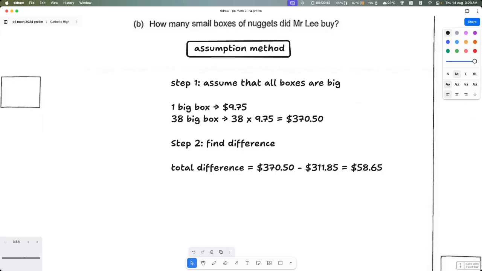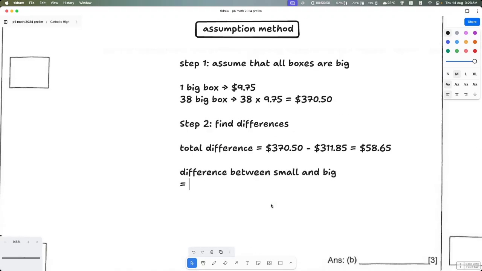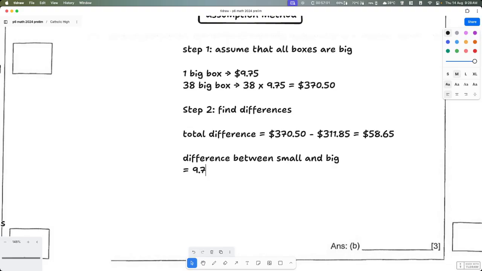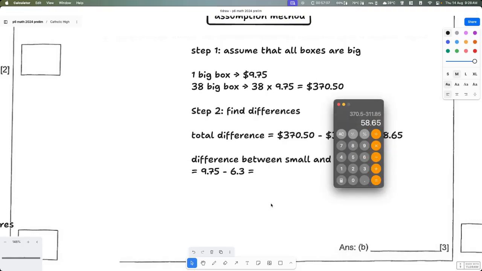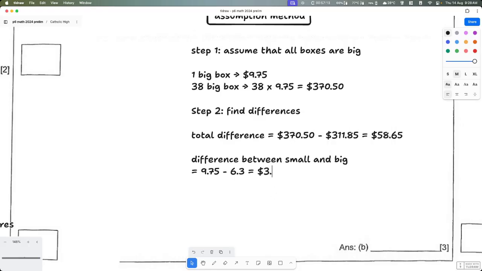And then we also need to find the difference between small and big, which is basically 9.75 minus 6.3. 9.75 minus 6.3 will give us $3.45. And then step 3, divide to get the number of small boxes.